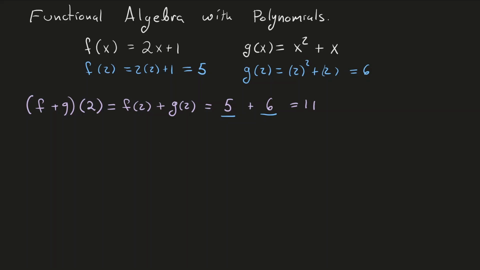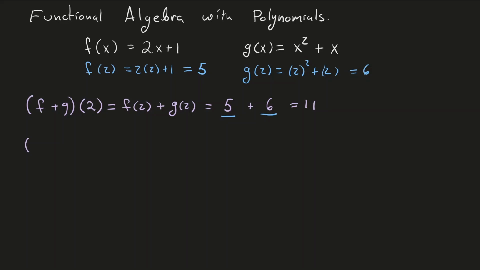So to repeat, the way to evaluate two functions added together is to evaluate the two functions at the given point and then add the values. So this is operating on the outputs of the functions and not the inputs.